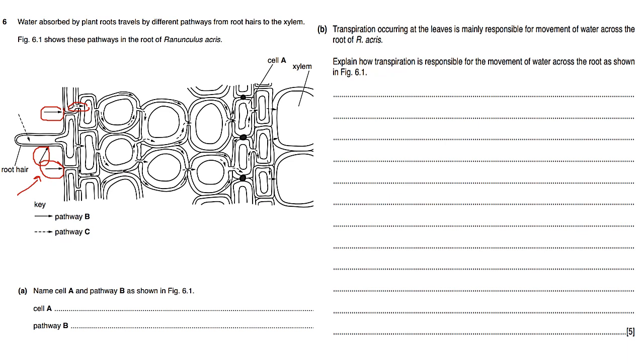Then this question, the B part says, transpiration occurring at the leaves is mainly responsible for movement of water across the root of the plant. Explain how transpiration is responsible for the movement of water across the root as shown in this figure.